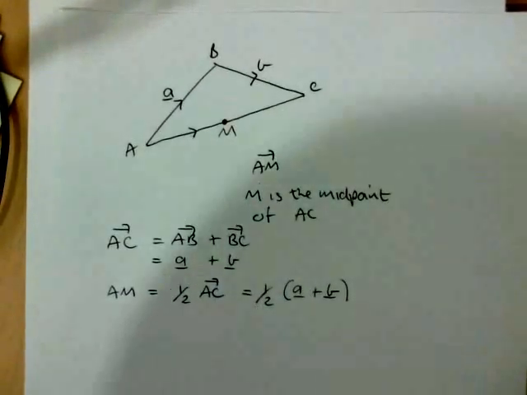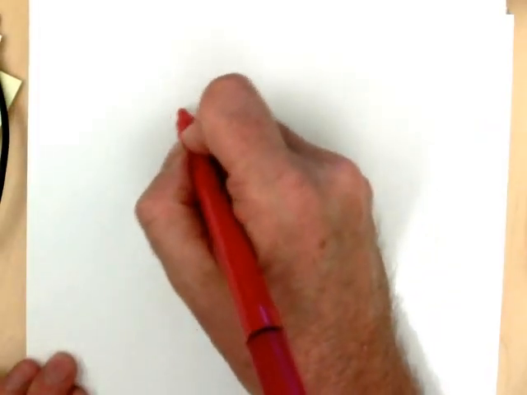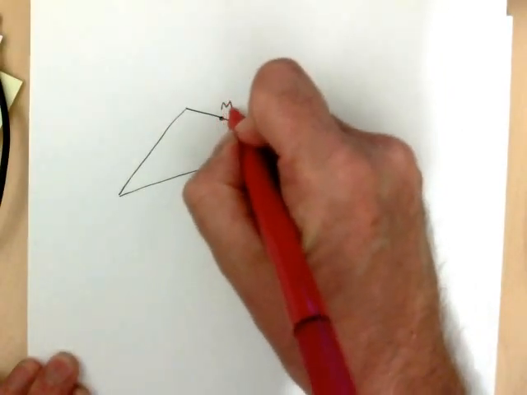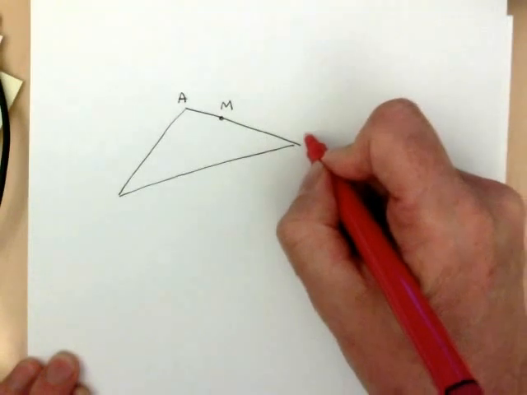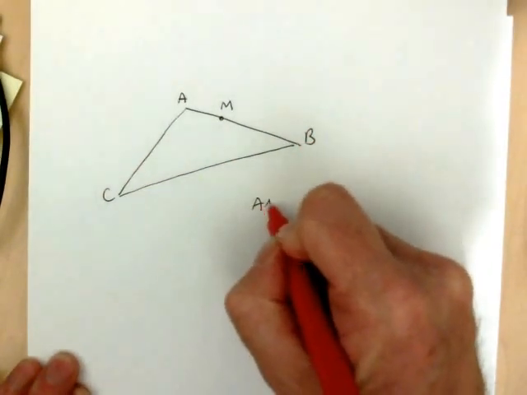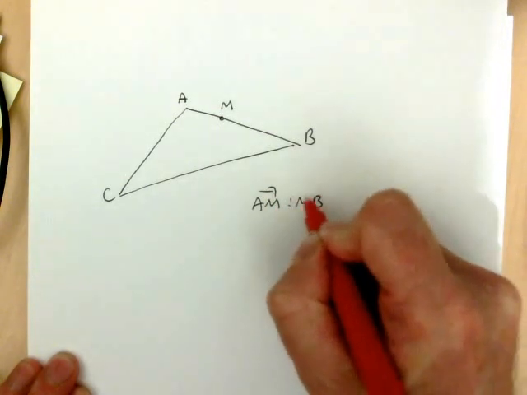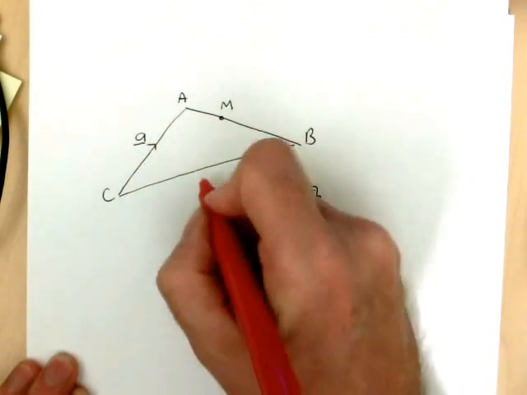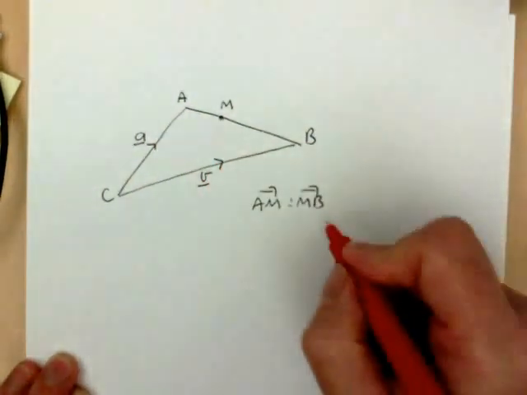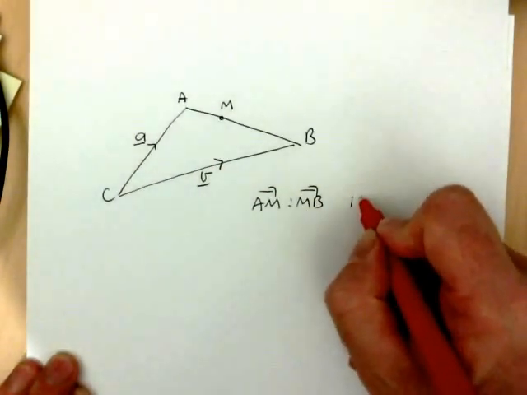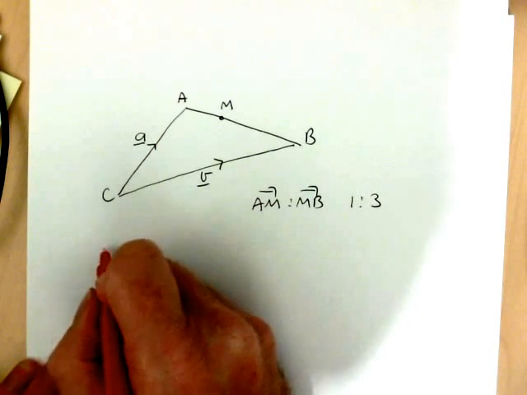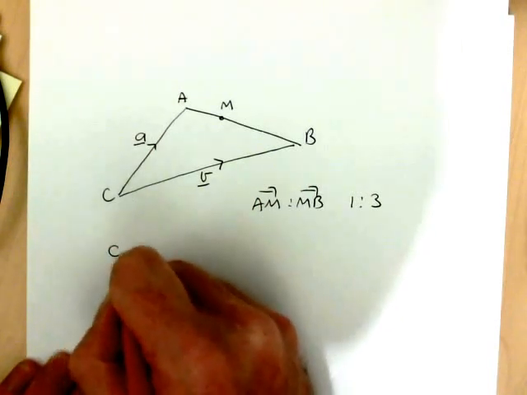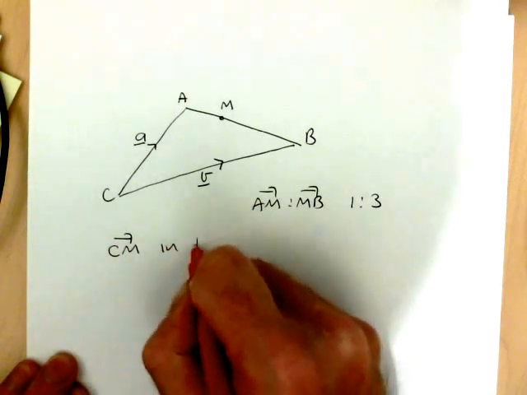Now, you might not always get given it as the midpoint. So I'll show you another example. You might be told something like this. Let's have A, M, B and C, and we're told that AM to MB is in the ratio 1 to 3. So find the vector, let's say CM in terms of A and B.